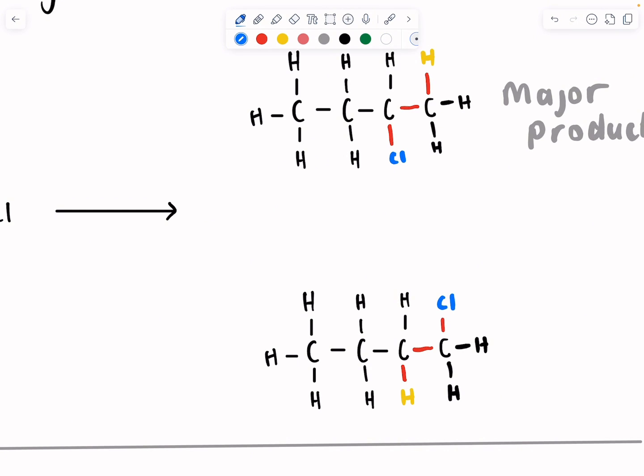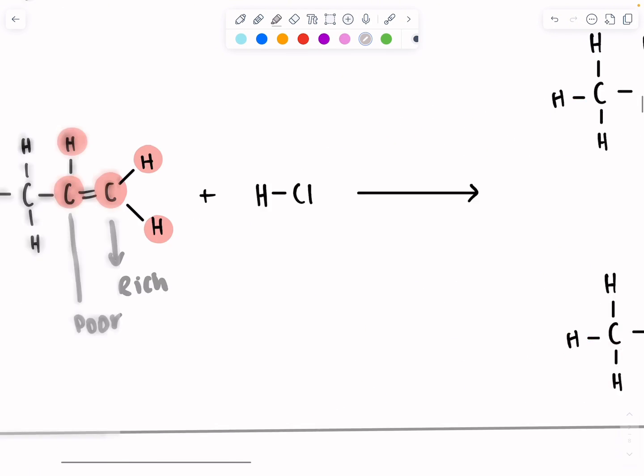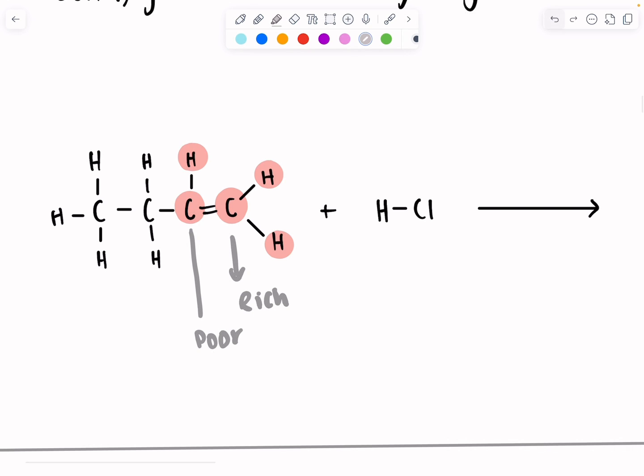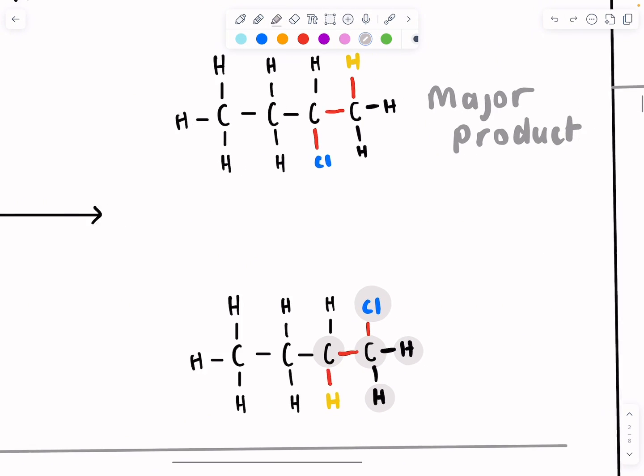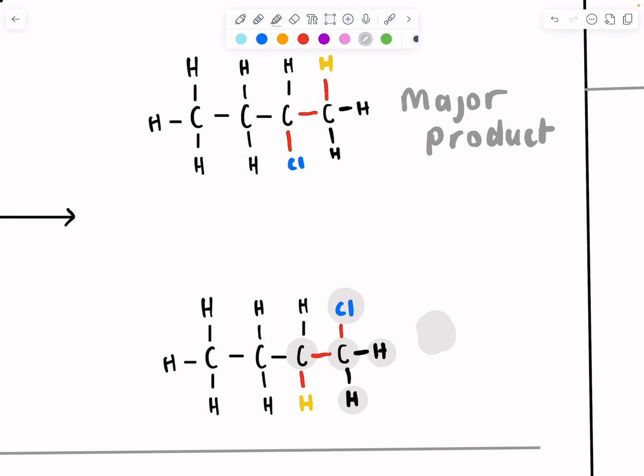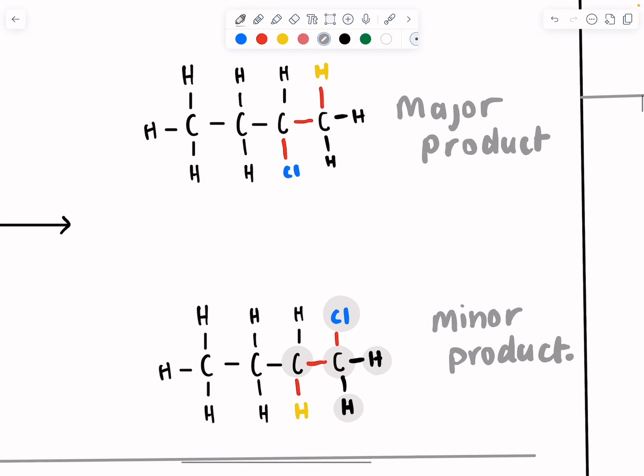So in this instance, this is the rich carbon, this is the poor carbon. The rich carbon did not get richer in hydrogens. It gained a chlorine instead. So that hydrogen went to the other carbon, which was the poorer carbon, because it only had one hydrogen initially. Okay, and so this forms the minor product. And so this is the difference between major and minor products.